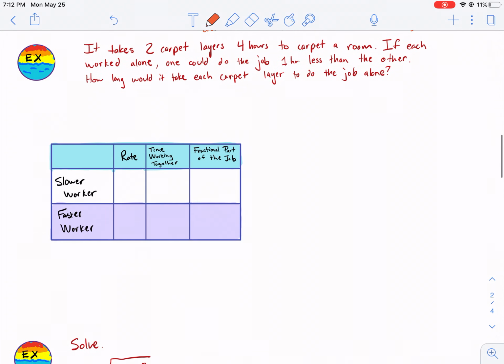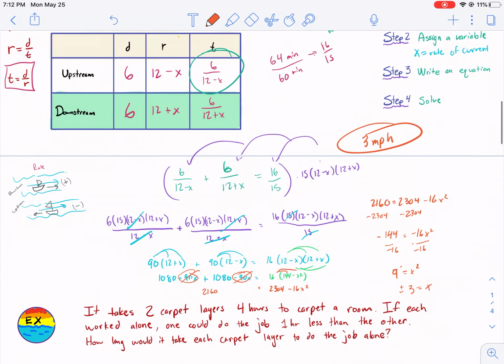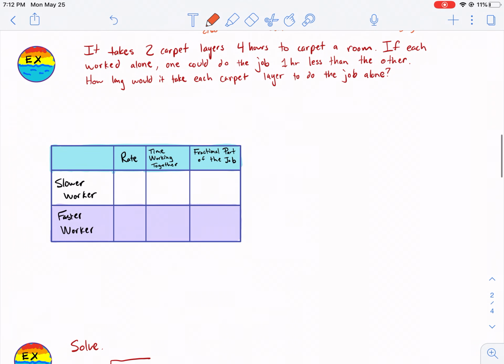Welcome back to part 2 of section 8.3, equations in quadratic form. In this section, what we're going to talk about is another example. It takes 2 carpet layers 4 hours to carpet a room. If each worked alone, one could do the job 1 hour less than the other. How long would it take each carpet layer to do the job alone?